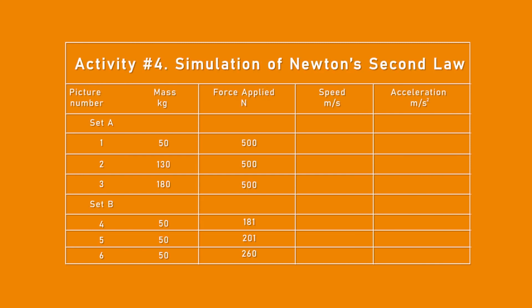How is this law related to the second law? Newton's second law states that acceleration is directly related to force and inversely related to mass. In your activity on simulating Newton's second law, the variables that were manipulated were the mass and force. The table shows your results. Pause the video and study the table. Answer the questions on the next slide.